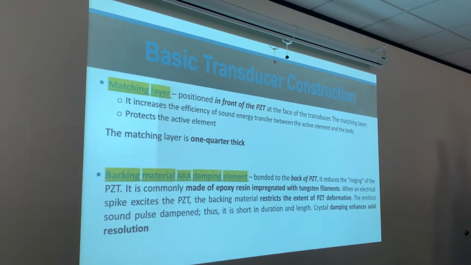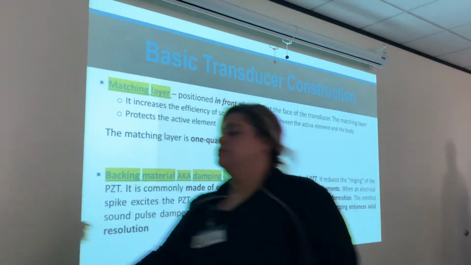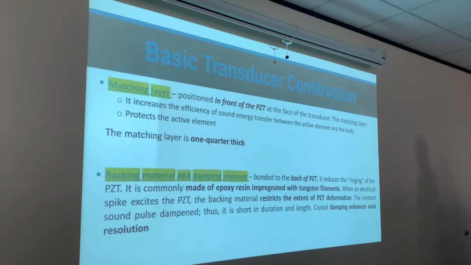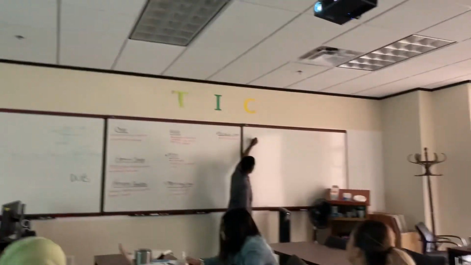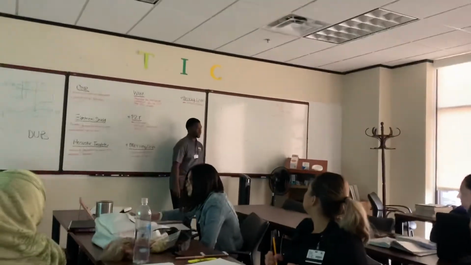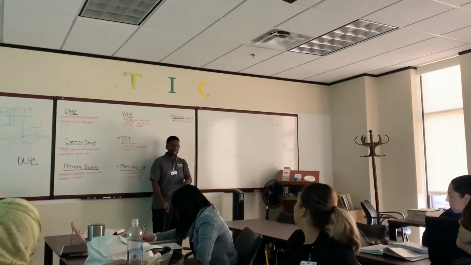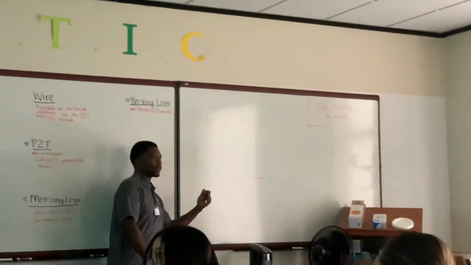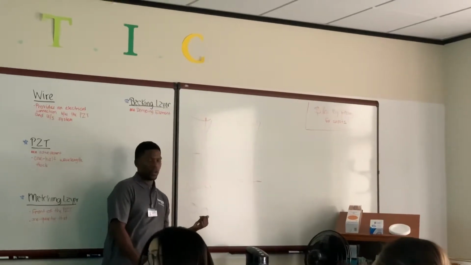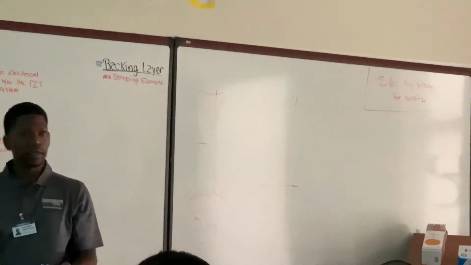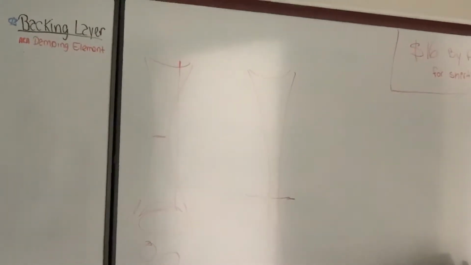And it protects the active element. Remember, it's positioned right in front of the active element. So when you drop one of our transducers and one of the active elements ends up messing up, then that part of the image is affected. Y'all ever seen those transducers where you see black lines where it's missing information? That crystal is damaged. We can still use those transducers, but you're missing that whole strip of information.